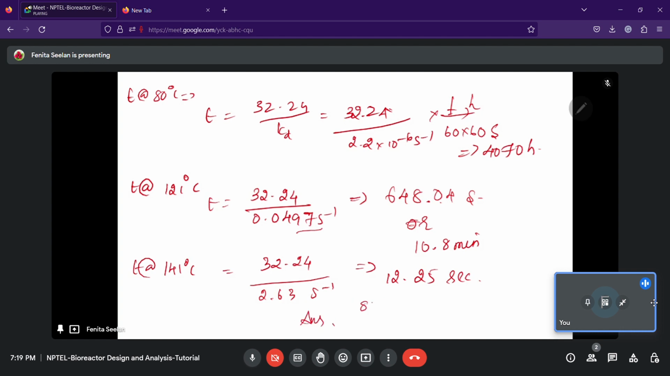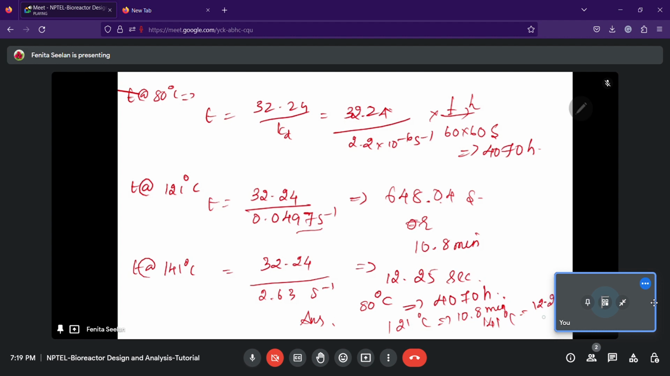If at 80 degrees Celsius, it will take 4070 hours. At 121 degrees Celsius, to destroy that much of organisms, it will take only 10.8 minutes. And if you increase it to 141 degrees Celsius, it will take only 12.25 seconds.